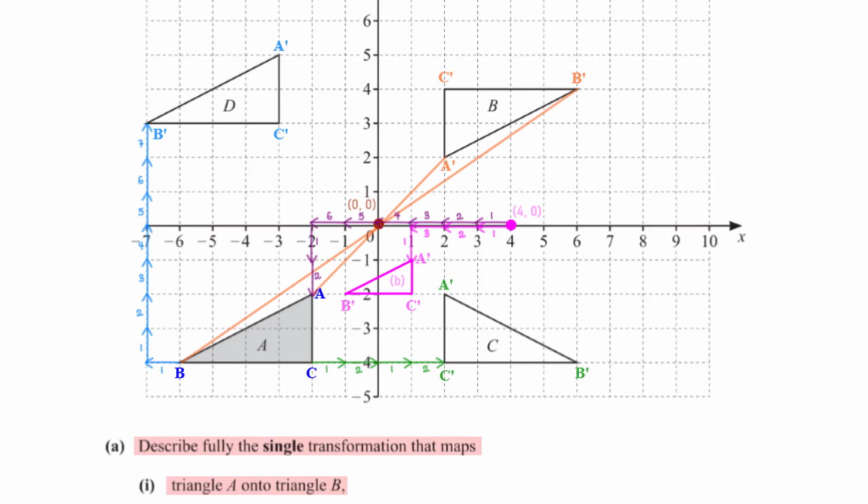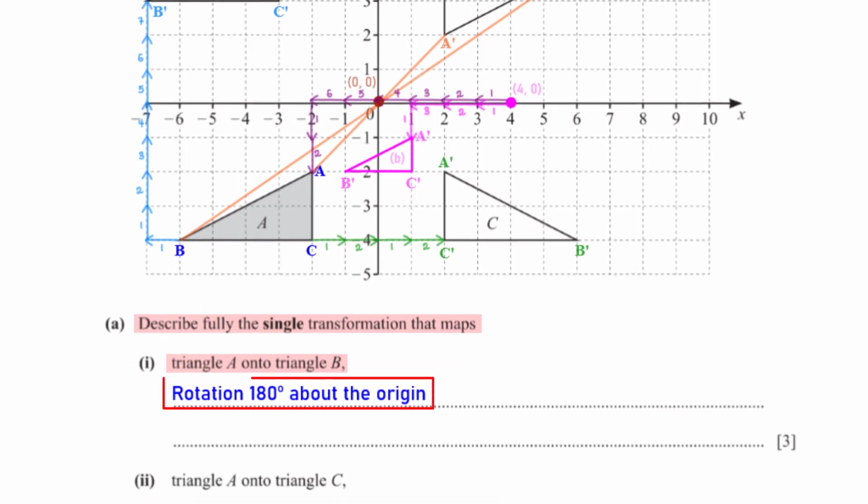For a 180-degree rotation, the way to determine the center of rotation is this. We draw a line to connect at least two corresponding points on both triangles A and B. The intersection point of the lines is the center of rotation. In this case, the point is the origin. And so the full description for the transformation is rotation 180 degrees about the origin.